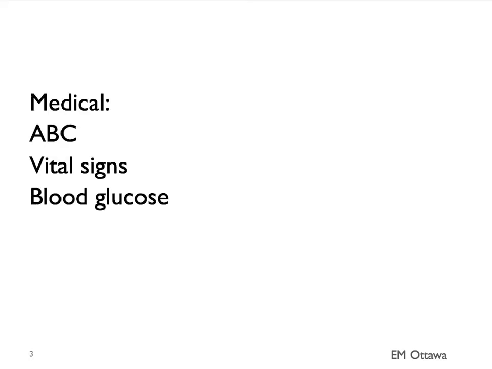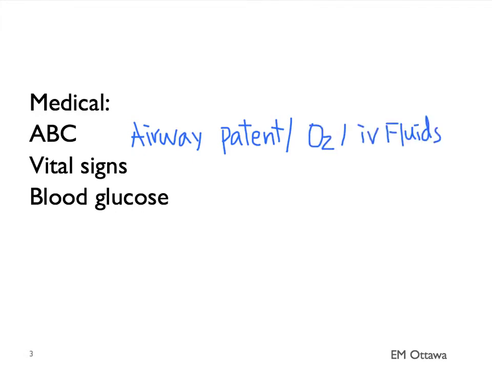We need to start with patient's ABC. We need to make sure the patient's airway is patent, they're oxygenating and ventilating properly, and they're given IV fluids if they're hypotensive. A set of vital signs should be done, including a bedside blood sugar, as we know earlier that hypoglycemia is a cause for acute agitation.